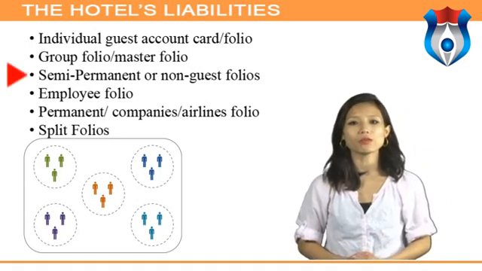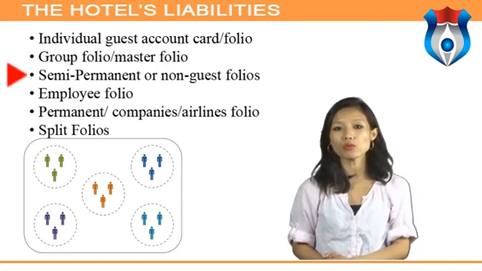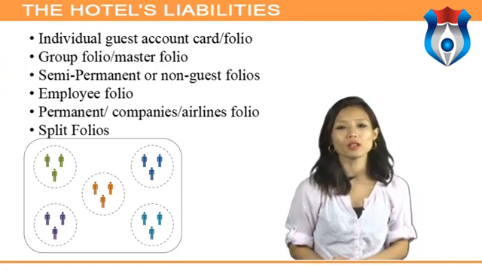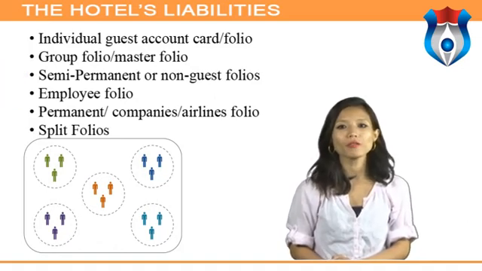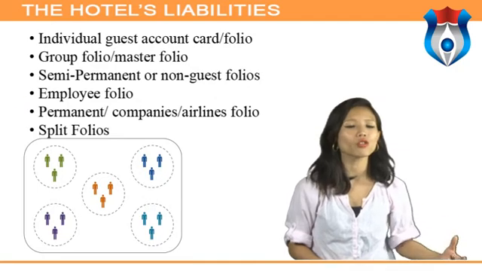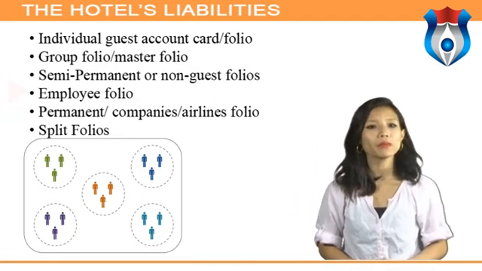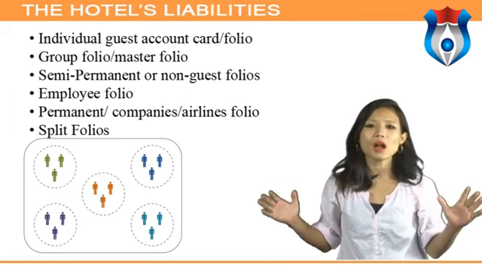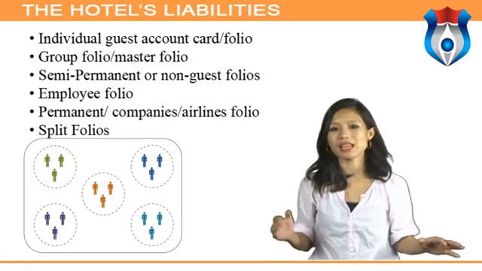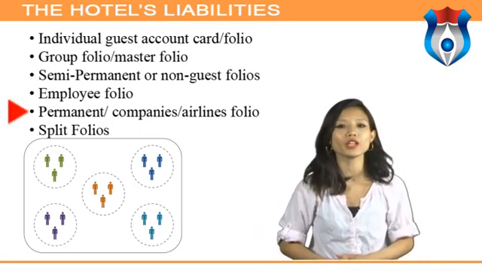Semi-permanent or non-guest folios. In this folio, the credit financial transactions made by non-resident guests with the hotel are recorded, also known as city account card or non-resident guest account card. Employee folio. All the financial transactions, if any, made by the employees are recorded. Permanent or companies or airlines folio. Separate folios are maintained for all companies, agencies, organizations with whom the hotel has permanent billing arrangements.